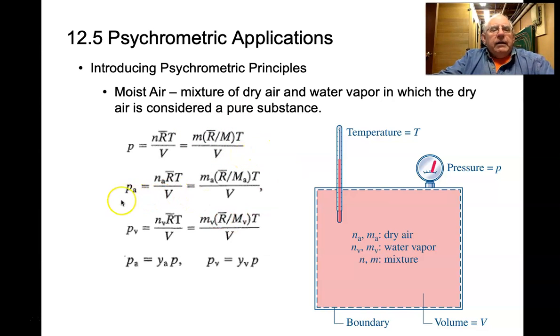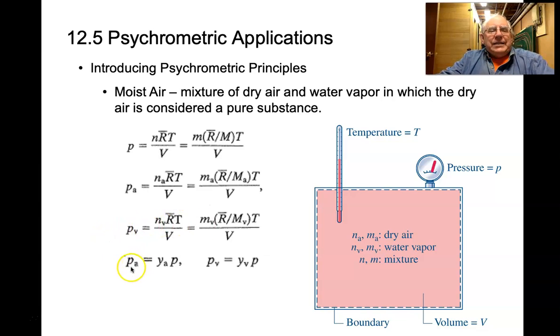We can also write the partial pressure, the pressure associated with the dry air, based on the overall volume, the mixture temperature, and the number of moles of the air. And we can also write it in terms of the mass of the air and the molecular weight of the air. And we can do the same thing for the partial pressure of the vapor, which is the water, in terms of the number of moles of the vapor, the temperature of the mixture, the total volume, and again we can write that in terms of the mass of the vapor in that mixture.